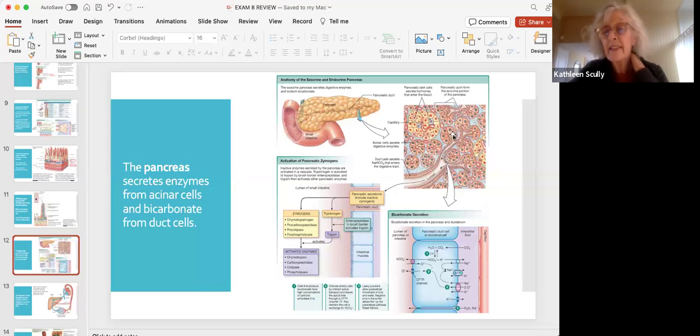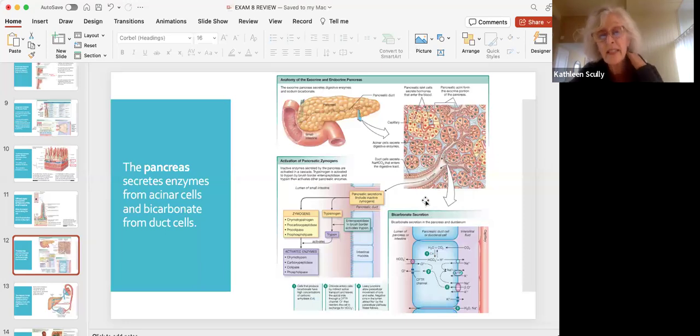So again, the acinar cells, these clusters of acini, secrete inactive digestive enzymes into the ducts. The ducts carry them into the small intestine, and then the small intestine produces enzymes that will turn those inactive digestive enzymes into active digestive enzymes. So separate from the acinar cells, there are the duct cells. And what the duct cells do is they secrete bicarbonate solution.